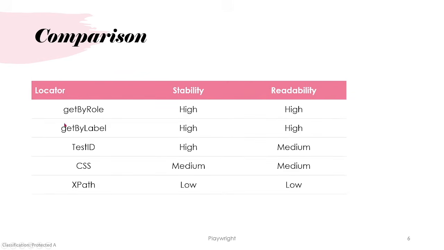Comparison. This is a locator. This is stability. This is readability. Locator getByRole, stability high, readability high. getByLabel, high and high. TestId, stability high, readability medium. CSS medium, medium. XPath low, readability low.